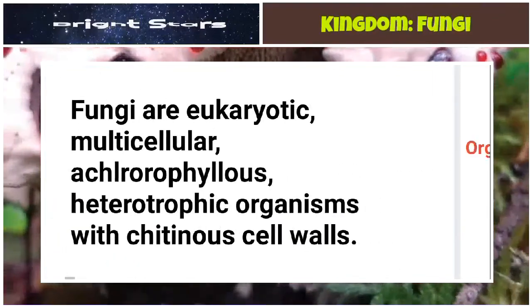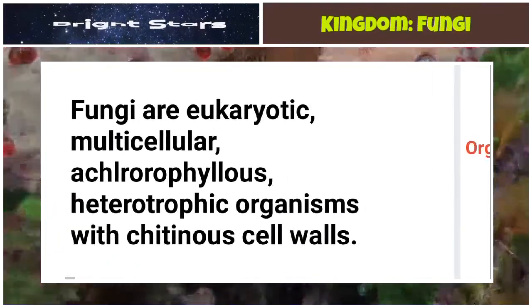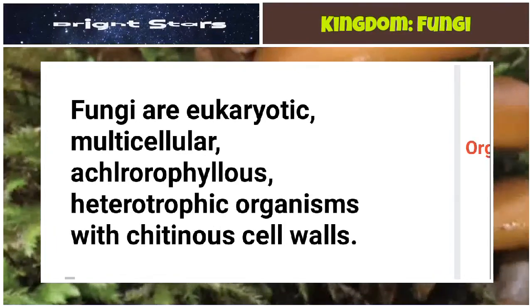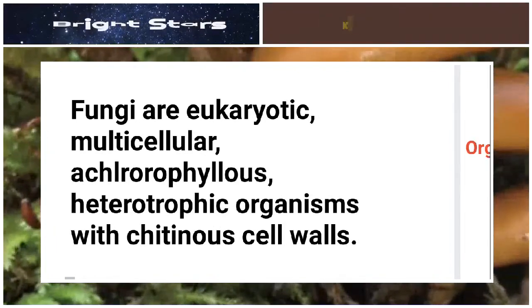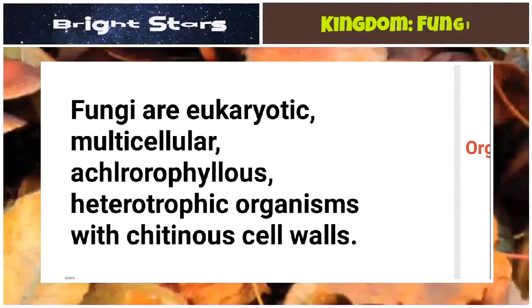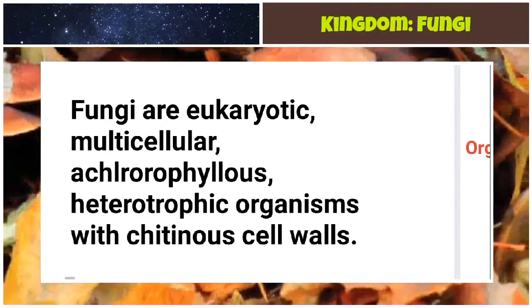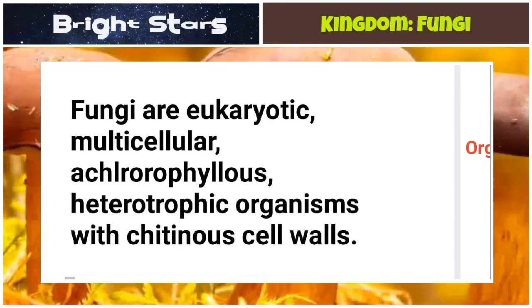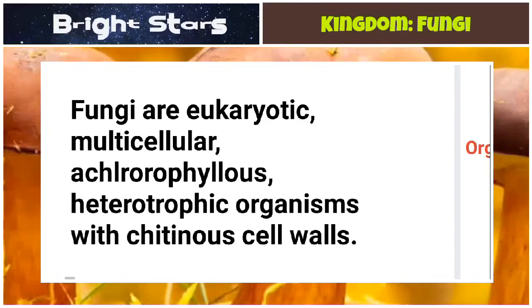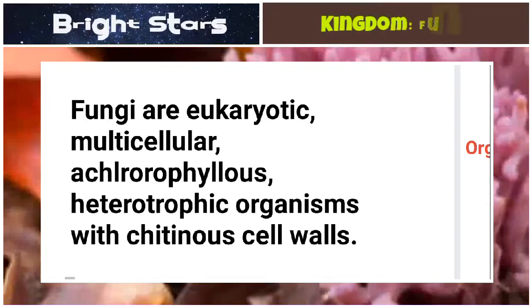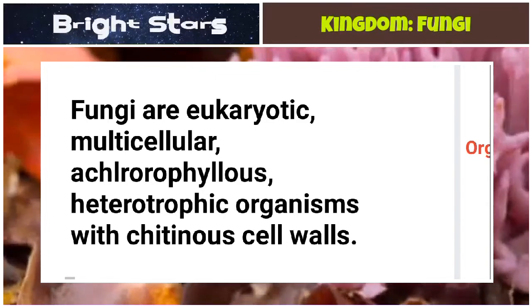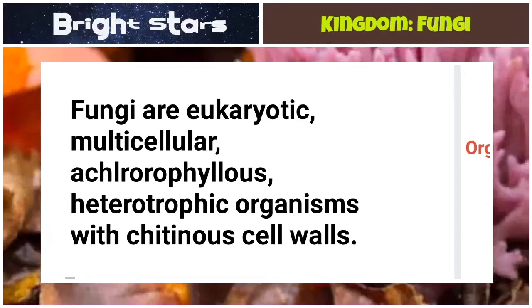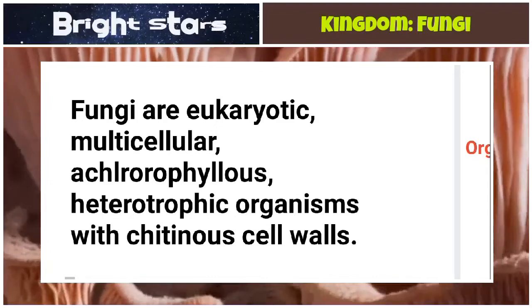So fungi are eukaryotic, multicellular, achlorophyllous, heterotrophic organisms with chitinous cell walls. So here different words are mentioned: eukaryotic, multicellular, achlorophyllous, heterotrophic, chitinous cell walls. These things are going to be explained in the coming slides.